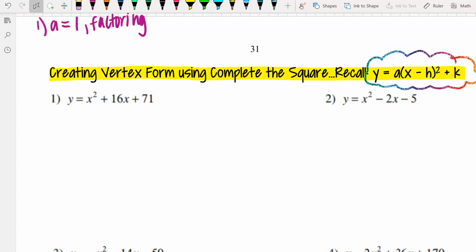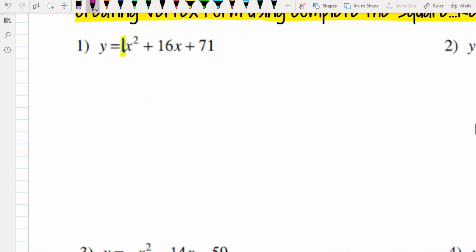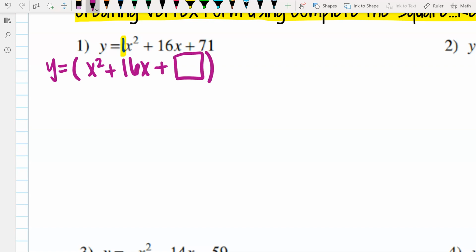So for number 1, a is 1, so that's kind of nice. We really don't have to worry about anything, okay? So the second thing we're going to do is put in a plus and a minus box. So follow along with me. Now we're going to do y equals, parentheses, x squared plus 16x plus box, close parentheses, plus 71 minus box, okay?